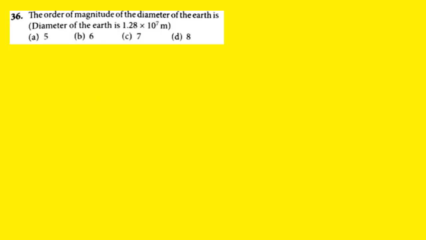Now next one, the order of magnitude of the diameter of the earth. So this is very easy, children. Diameter of the earth is 1.28 into 10 power 7 meter. So what is the order? Order is the power of 10, the radical power of 10. So the answer here is 7 because it is 10 power 7.